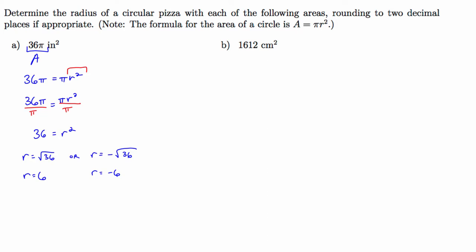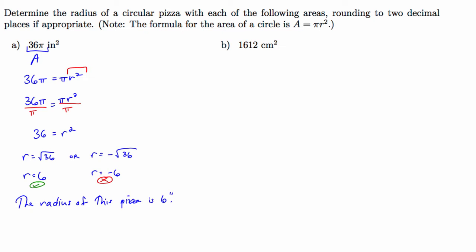But working in the context that we're in, where we're talking about the radius of a pizza, we cannot have a radius that is a negative distance. So we can immediately eliminate negative 6 as an answer for the question. Ultimately, the question is, what is the radius of this pizza? Of these 2 answers, only the positive 6 is the one that makes sense. And so we'll simply make the statement: the radius of this pizza is 6 inches.